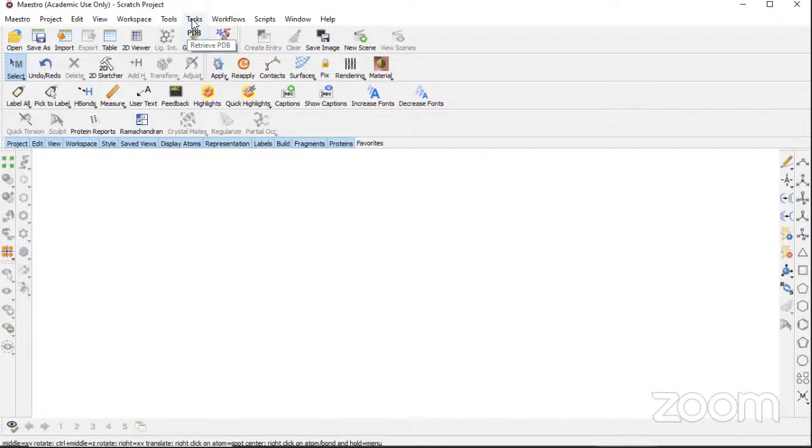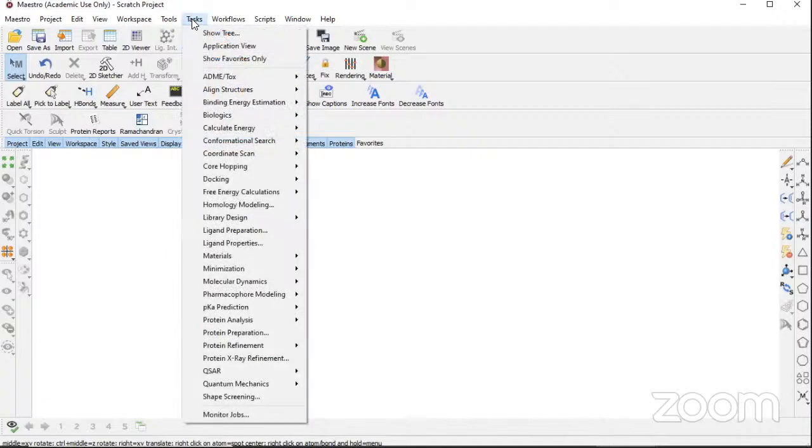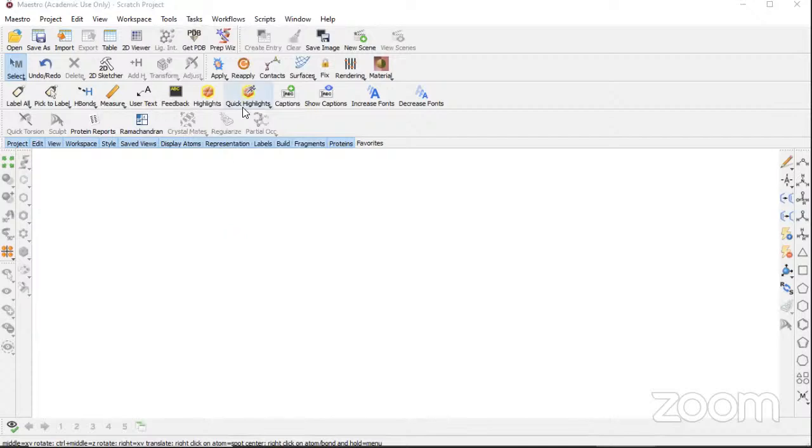And here you can see, go to Tasks, and here you can see an option that is ligand preparation. It is the second step. I'm clicking on that.